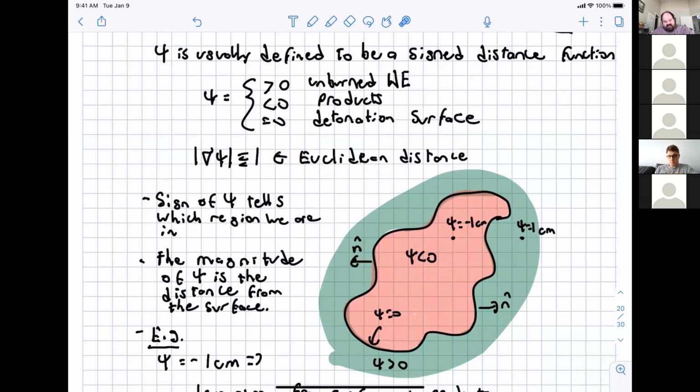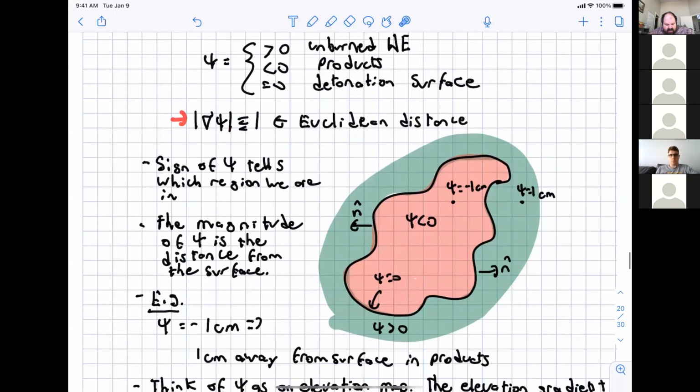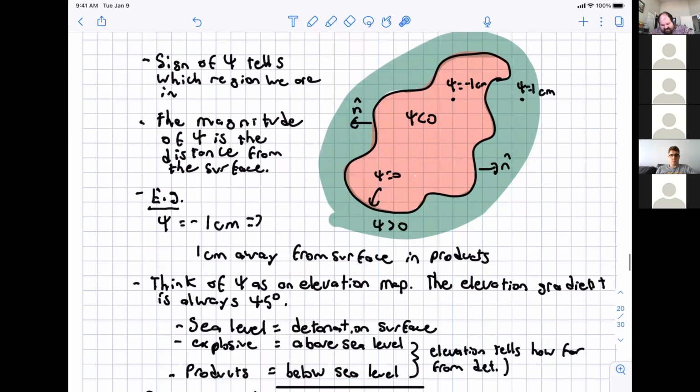So what they then add is this extra constraint on psi, that the magnitude of the gradient of psi is defined to be 1. And now you've got to think about that one a bit, but what that does is that forces psi to be what's called a Euclidean distance. And so that's why this psi is called a sine distance function. And so essentially what the magnitude of the gradient being 1 means is that you can think of psi as an elevation map.